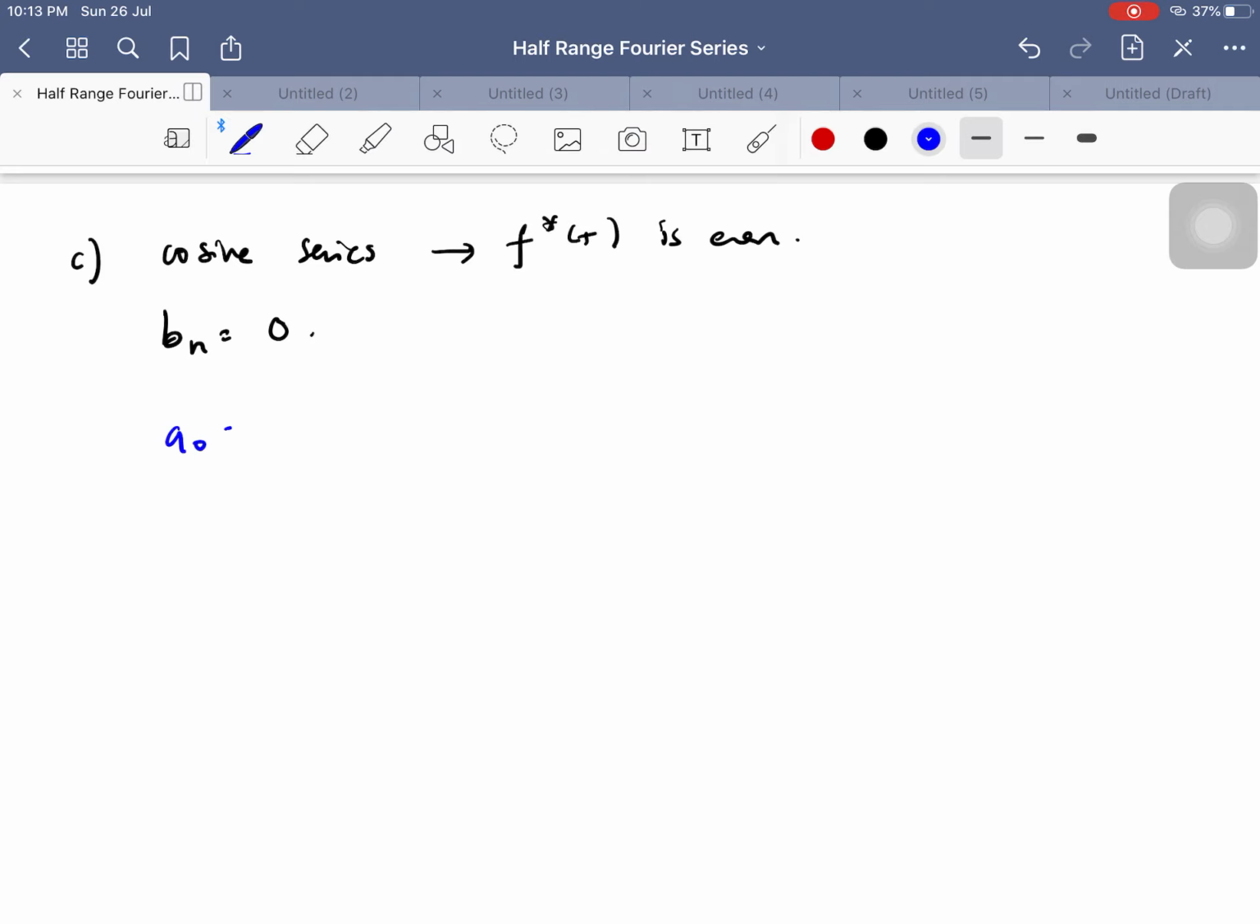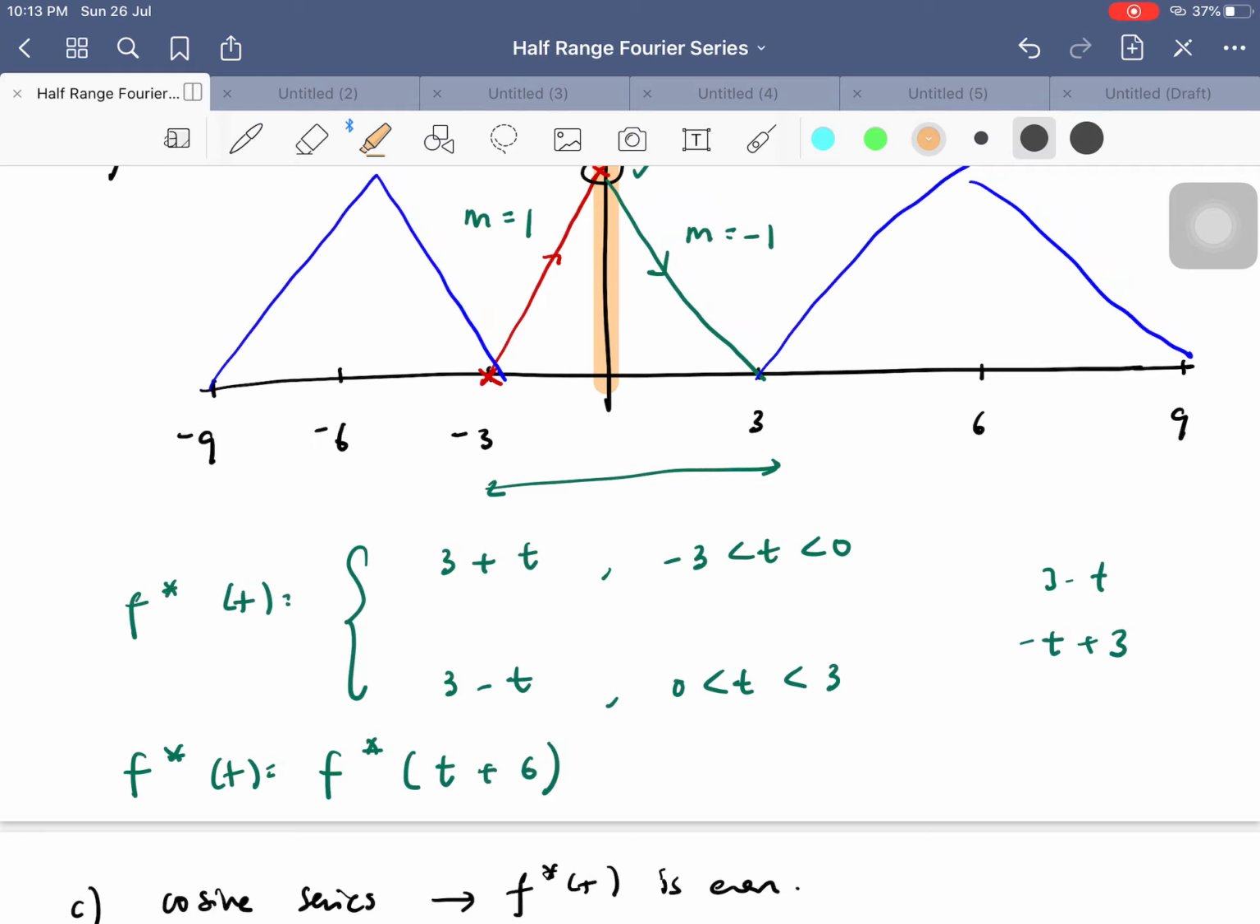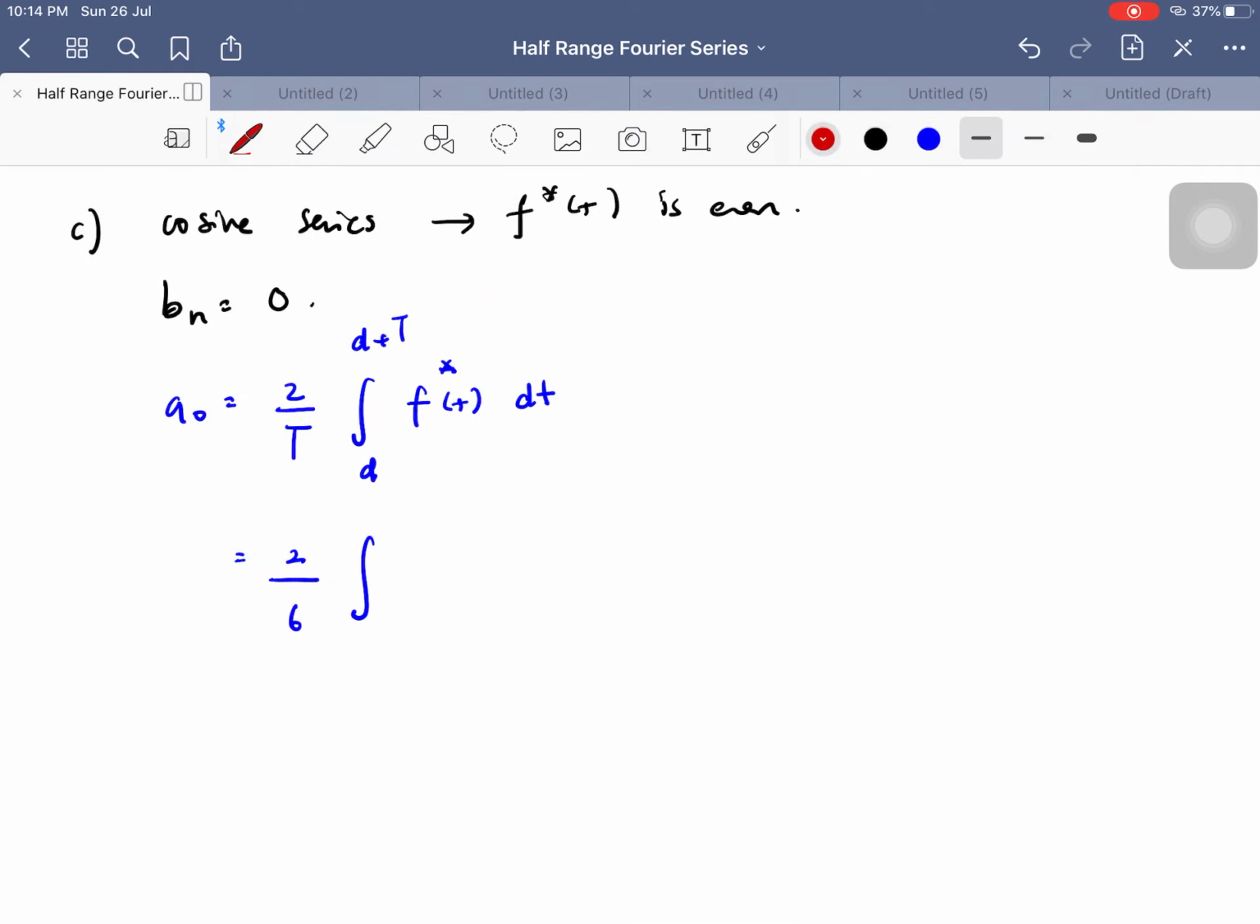My a0 is going to have this formula: 2 over T, integral from d until d plus T, f of t dt. For this case, it's going to be f star t. So my T value is going to equal 6. My integral for this case is going to be from -3 until 3. So that's my lower and upper limit. So it's going to be from -3 to 3 of the function f star t dt.